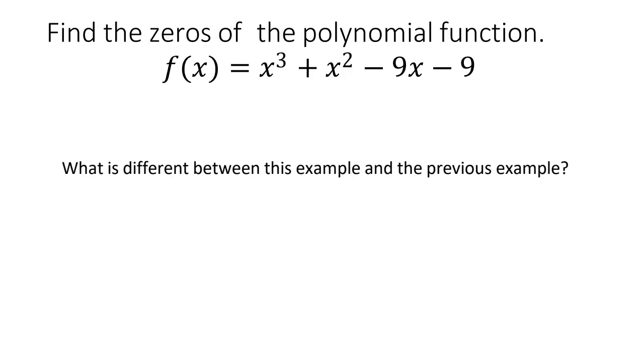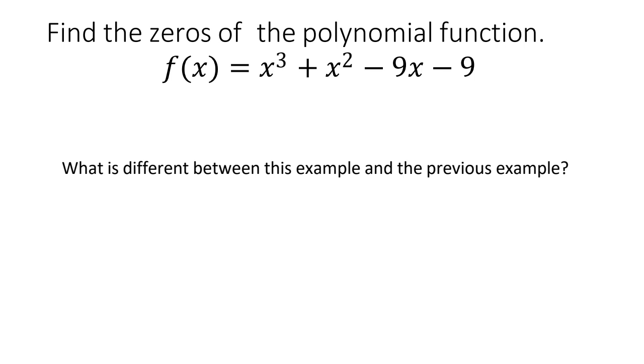All right, so let's look at this one. Find the zeros of the polynomial function. Now, in this example, compared to the previous example, they had given me one of the zeros. So they're not doing that in this case.